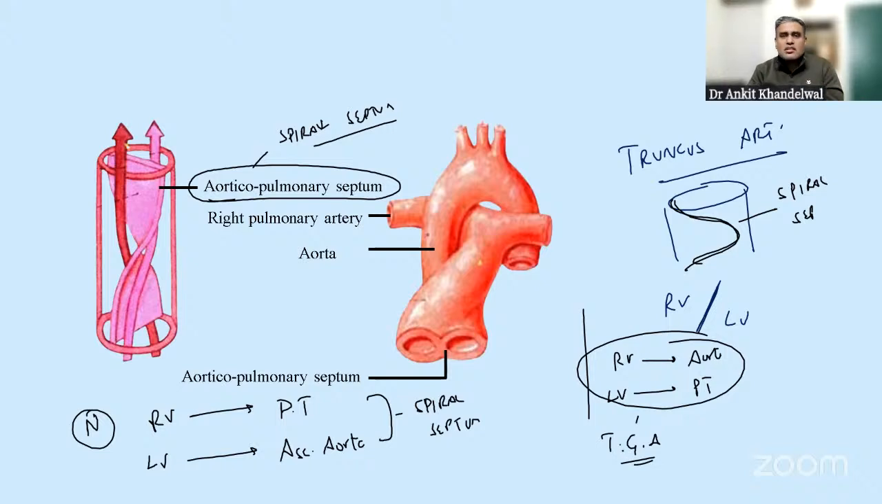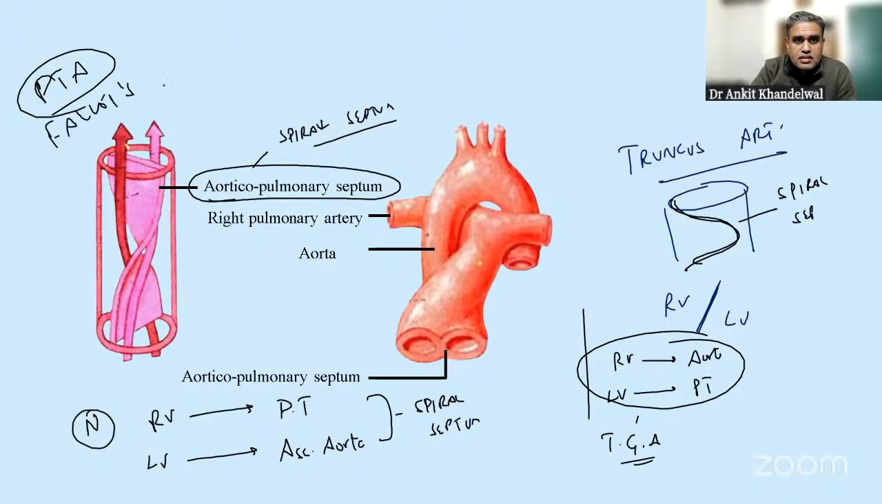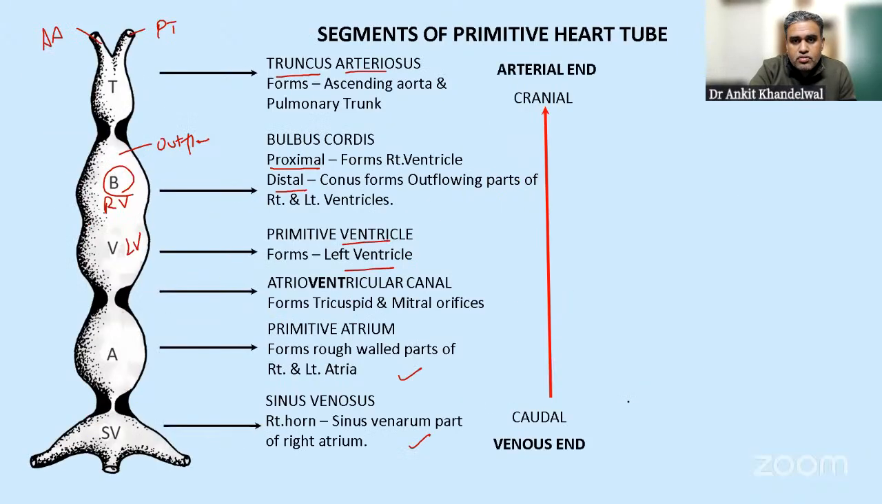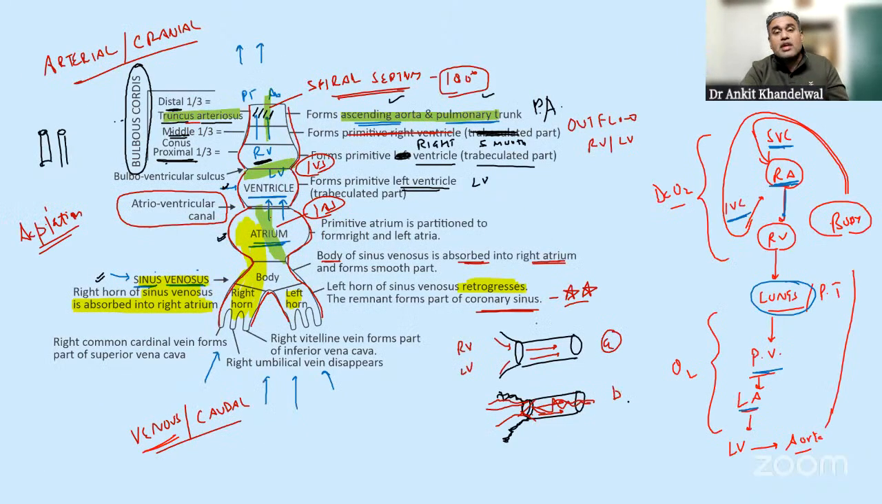There are many other things. There's also patent truncus arteriosus, when there is no septum. Patent means there is no septum. There's one more disease like this, the tetralogy of Fallot. So there are many diseases, but one more over there is transposition of great arteries. These are some of the important things you need to know from the heart development side.